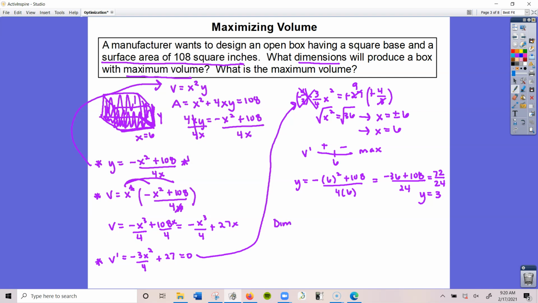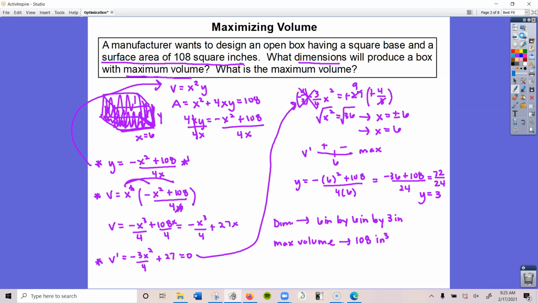So my dimensions, remember we have to give now the 3 dimensions, the length, the width, and the height, would be 6 inches by 6 inches by 3 inches for the height. And the max volume is when you multiply the length times width times height. So 6 times 6, which is 36, times 3 is coincidentally also 108 cubic inches.